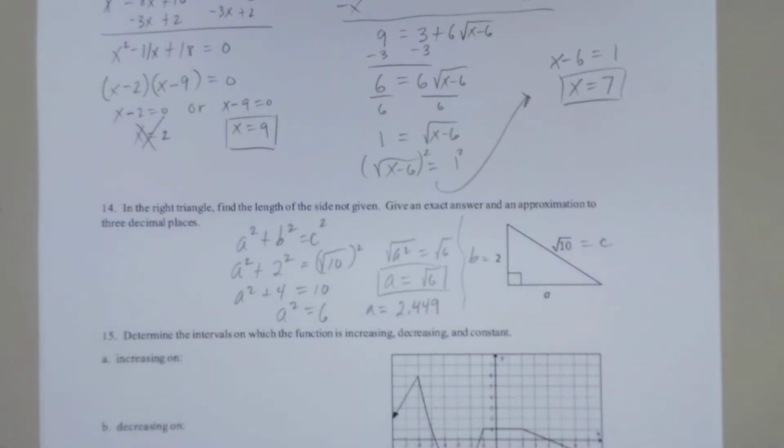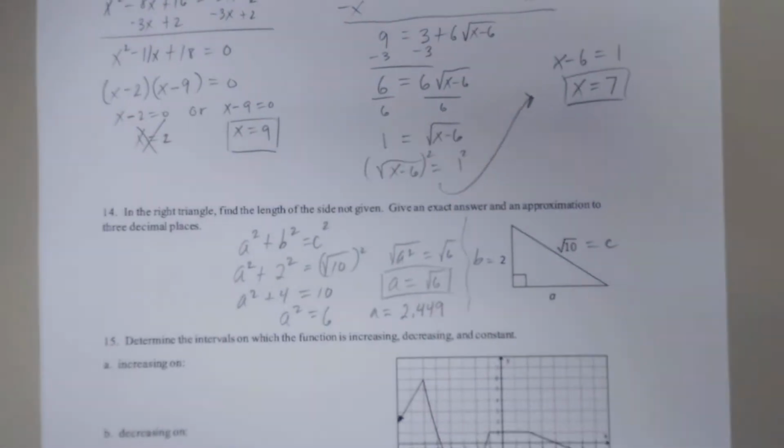All right, let's move on. Let me get my marker here. Doesn't look like I have all the ones I'd like. Oh, here we go. I've got 2 colors. Okay, so we're supposed to describe where we're increasing, decreasing, and constant on this function. Let me readjust my camera here.